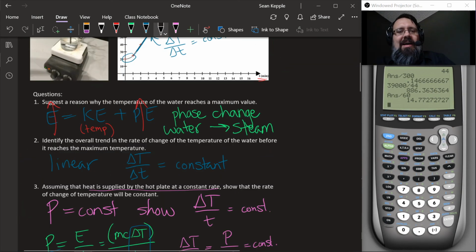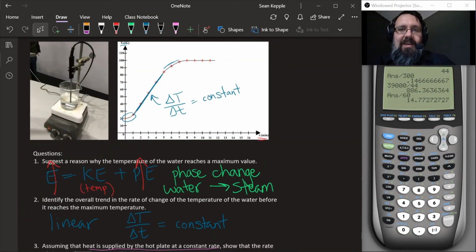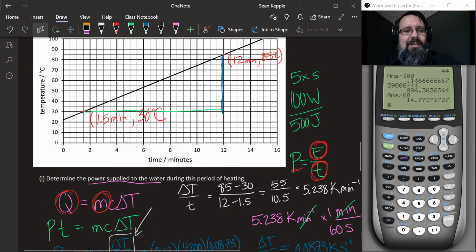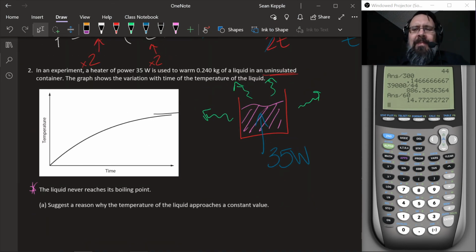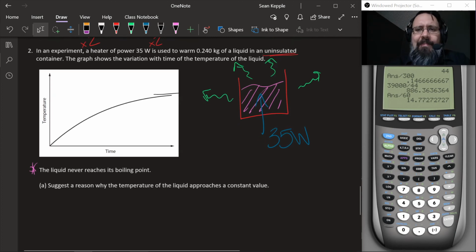Well, up above, we said the water reached the maximum temperature because it was boiling, because it reached its boiling point, so all the energy was going into potential energy and none of it was going into kinetic energy. The energy we added was purely going to pulling apart the particles. But down here, that's not the case. For this problem, we're saying it never reaches its boiling point. So what's going on?